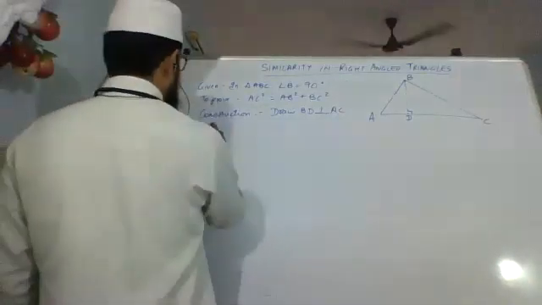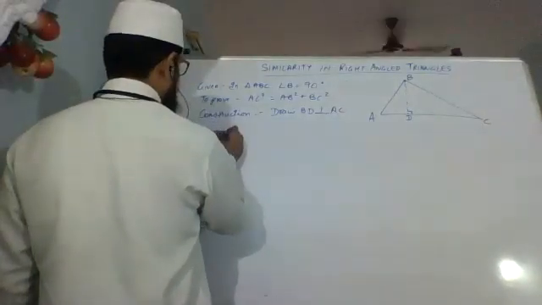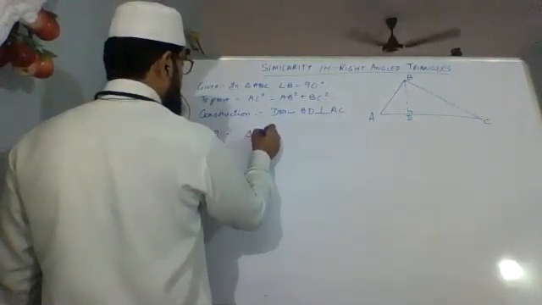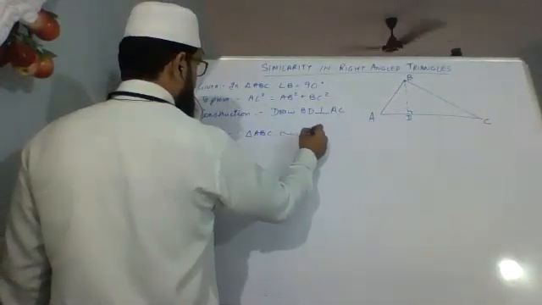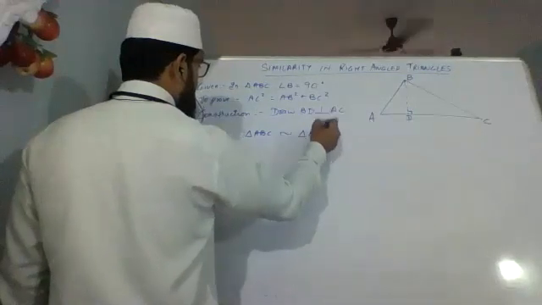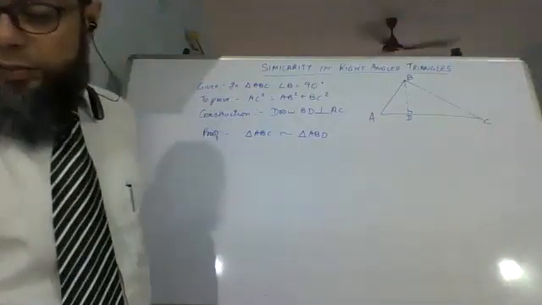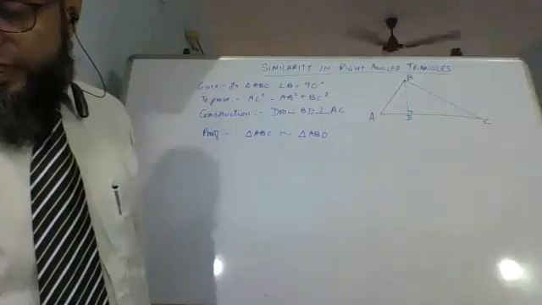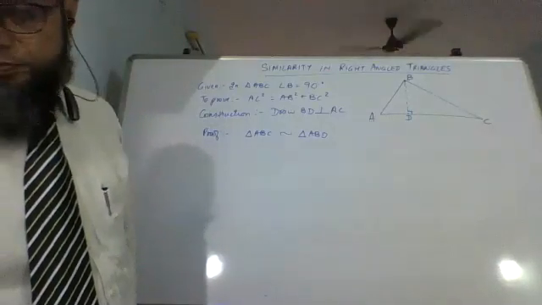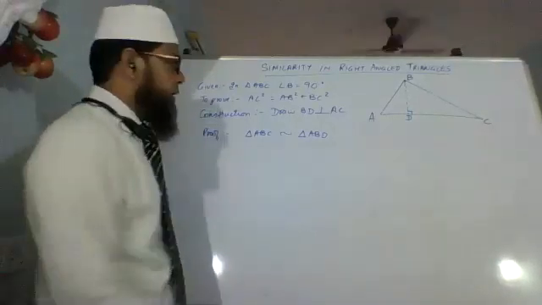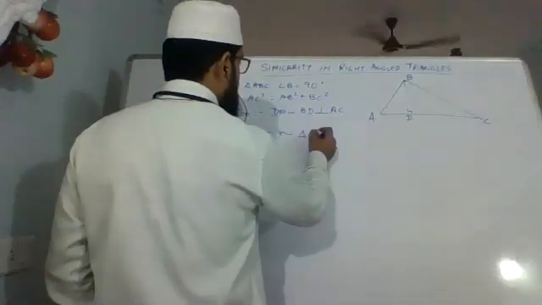Directly, I am going to say triangle ABC similar to triangle ADB. Sorry, ADB. Change that to ADB. Similar triangle ADB.